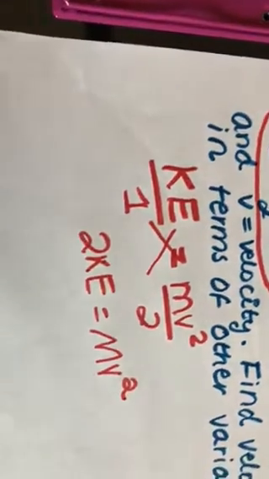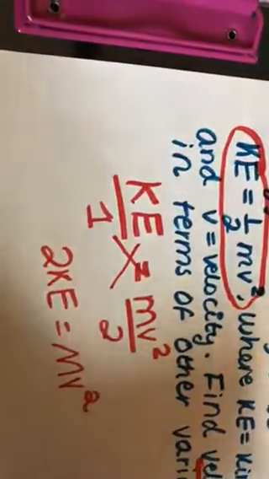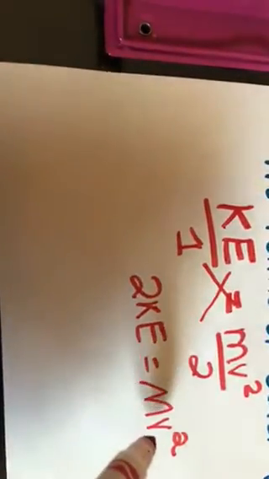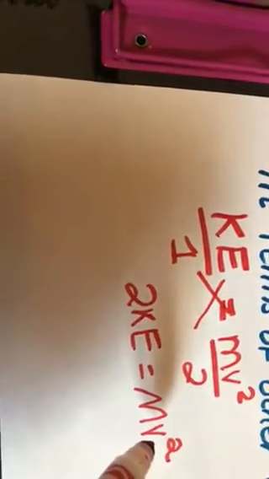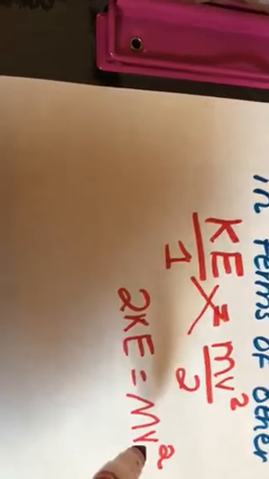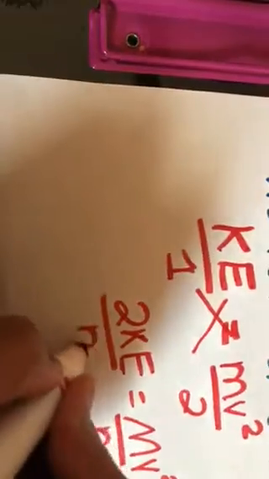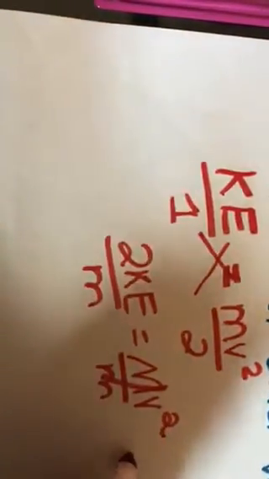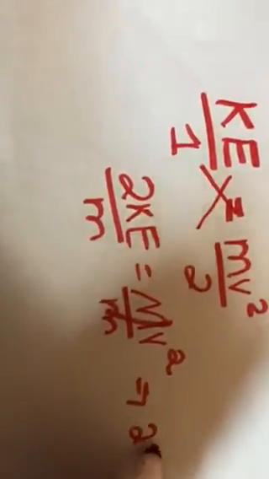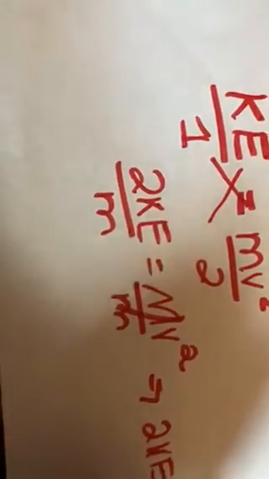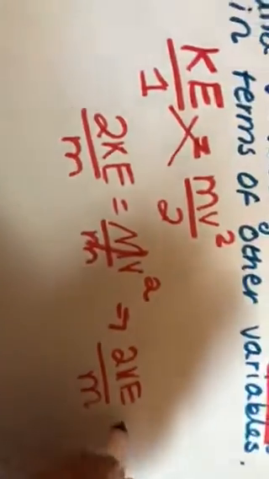And now we're just trying to find velocity. So find v. So we have a v right here, right? So we can just divide out the m over here because we're trying to get the v by itself. So when we divide out the m, that crosses out. So that's equivalent to 2KE, which is kinetic energy, over m is equal to v squared.